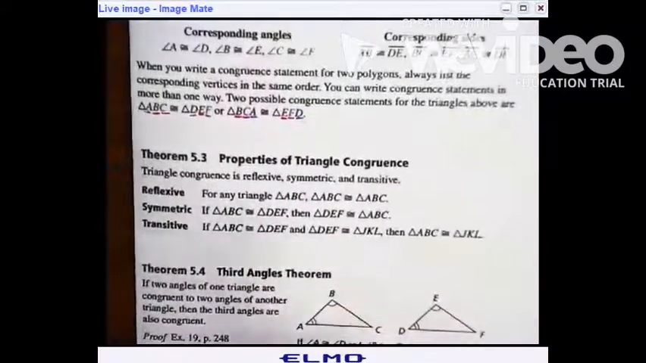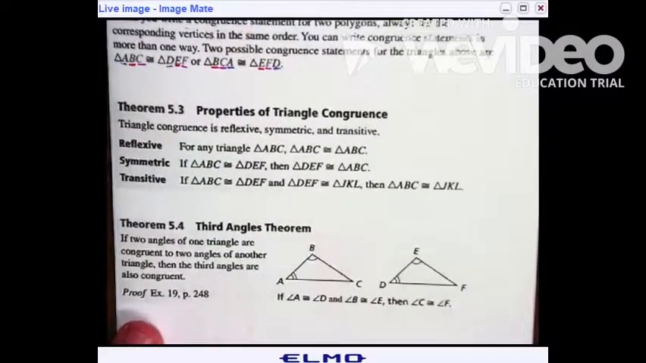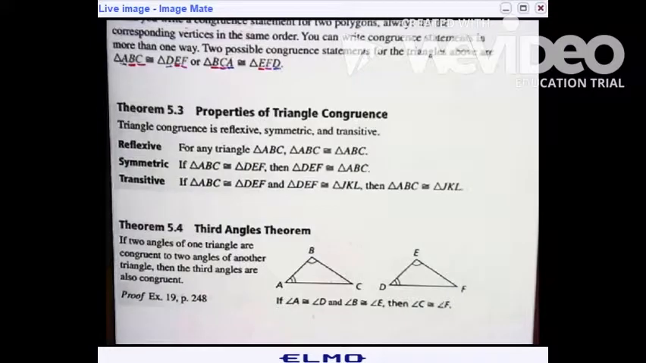And finally, the third angles theorem. If you have two angles in one triangle congruent to two angles in the other triangle, that means that the third set of angles is also going to match. It does not mean the triangles are congruent, but it does mean that those third angles are going to match.